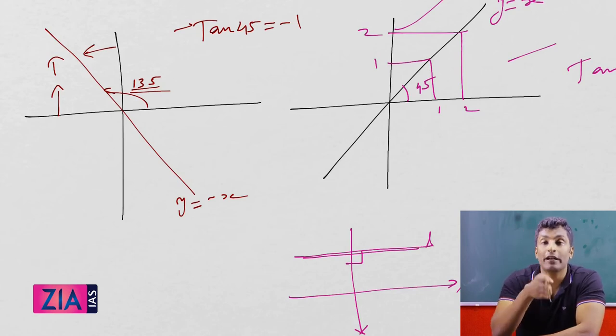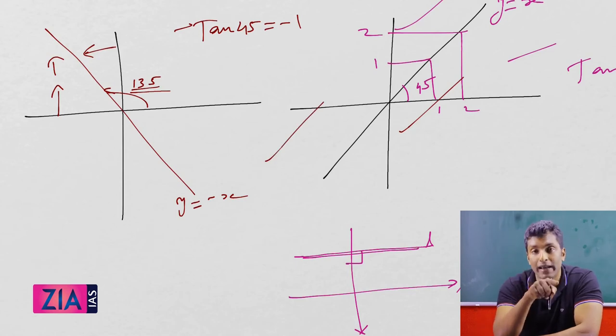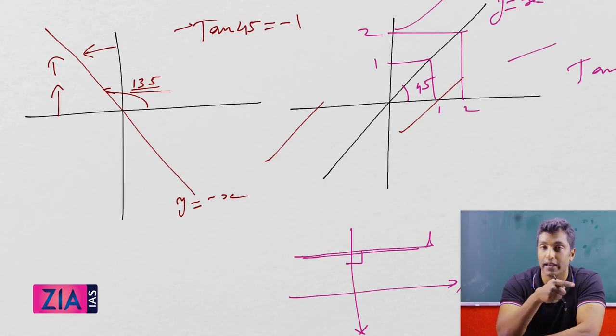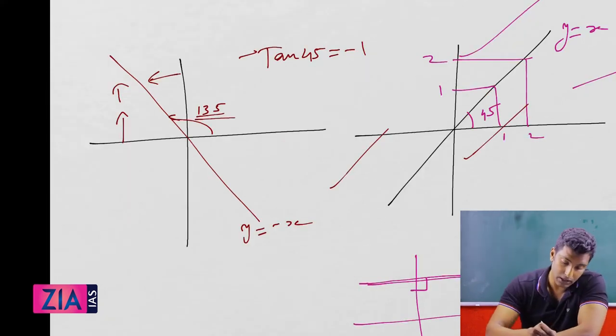Parallel to the y-axis and perpendicular to the x-axis, the slope is infinity. And for an equally inclined angle, it is plus or minus 1 depending upon the inclination. If it is 45 degrees, it is 1. If it is 135 degrees, it is minus 1. Okay, so I hope you understood the concept of slope.